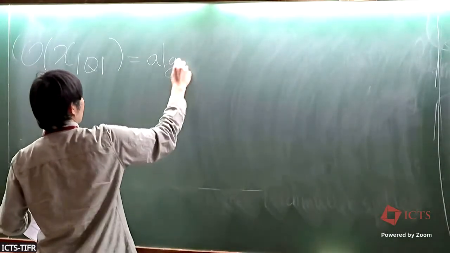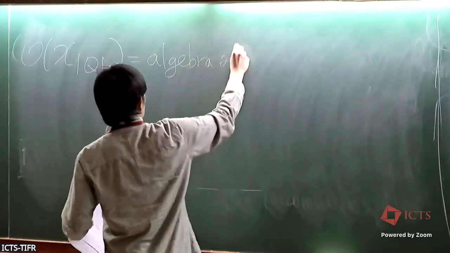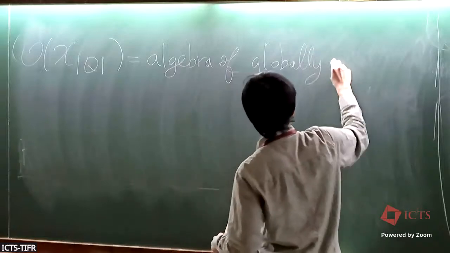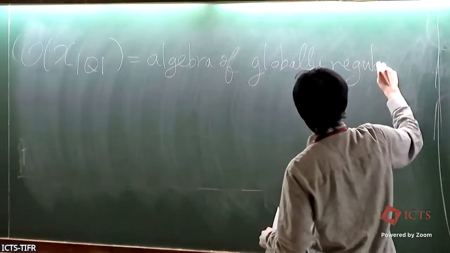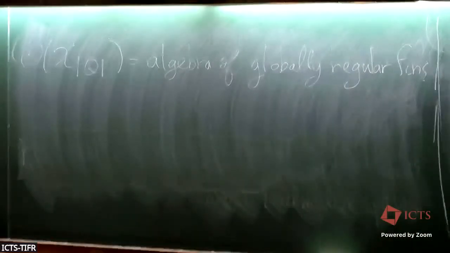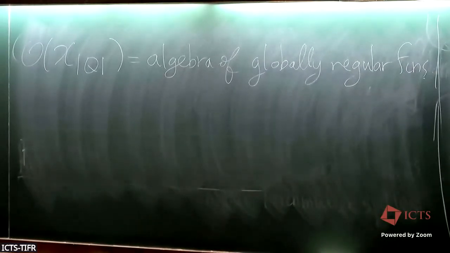Algebra of globally regular functions. So we constructed the X variety by gluing different copies of tori. Each torus, the algebra of regular functions, are Laurent polynomials in its variables.